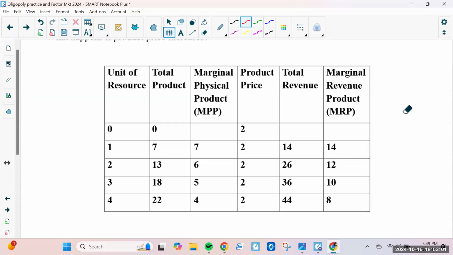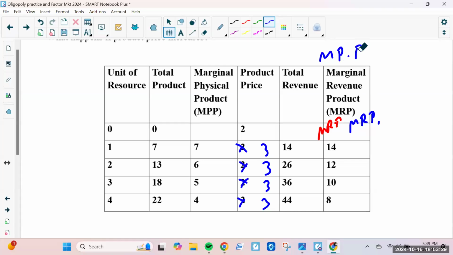What I'm going to do is, here was our MRP. So this is MRP here. And I'm going to create a new MRP, MRP1 or prime, by changing the price. The price of the product changes from 2 to $3. Well, this is perfect competition, so we have two ways of calculating MRP. We can either do marginal product times price, which is the easiest way, which is 7 times 3 is 21, 6 times 3 is 18, 5 times 3 is 15, and 4 times 3 is 12.